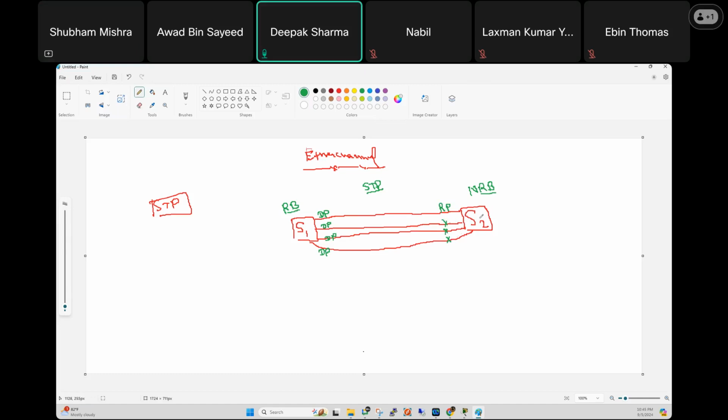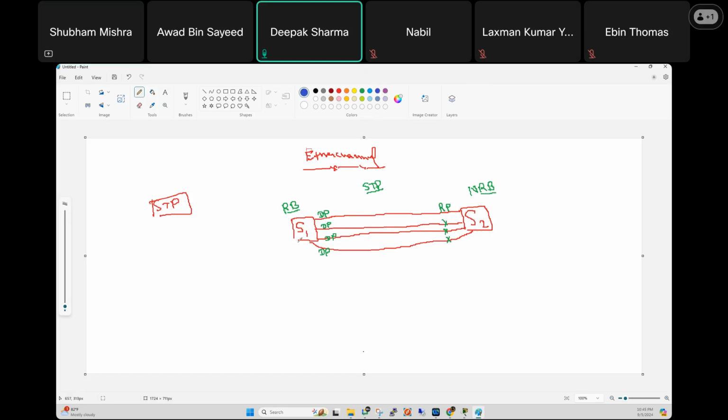On any switch, only one port will become the RP port. So this port is RP. Can we make this port DP? No, this is not possible, because on a single link, DP is not possible on both ends. So if this port cannot be DP and is not RP, then the last one is block. So these ports are block ports. Clear, everyone?